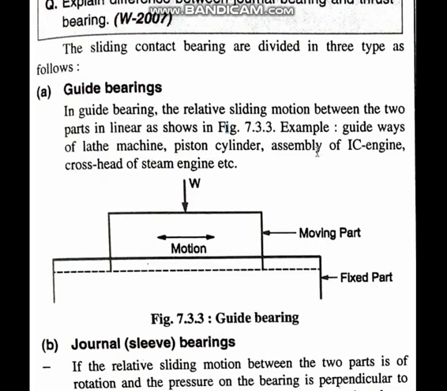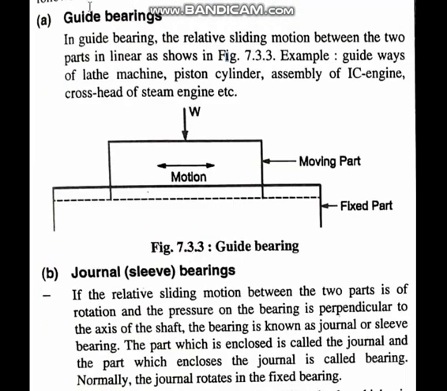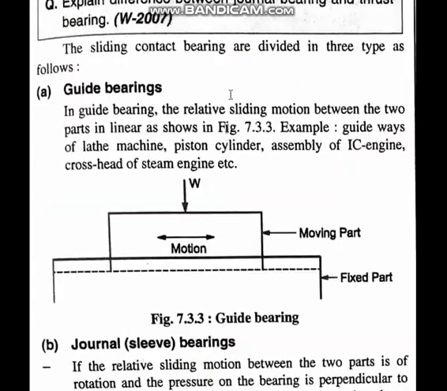Piston cylinder assembly of IC engines, crosshead of steam engine. See, actually, when we look at those things, we don't say they are bearings. But, you know, they also can be classified. Like this piston cylinder, are we saying they are bearings? But anyway, according to the actual definition of these things, they can be called bearings.